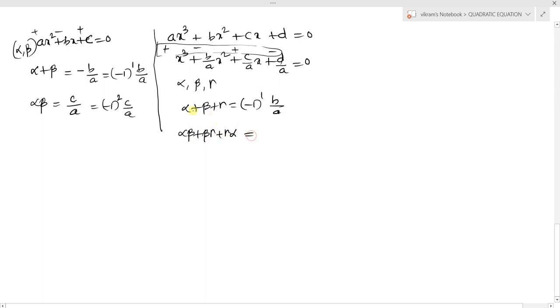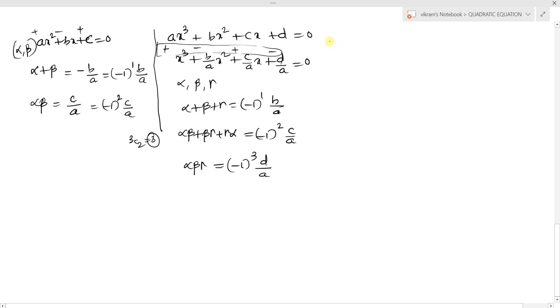Why? Because here from the 3 we are selecting 2. That means 3c2. 3c2 is nothing but 3. So that's why we are getting the 3 combinations. Minus 1 square into c by a. That means here we will get it as a plus, taking 3 roots at a time, alpha, beta, gamma. Then minus 1 power 3 into d by a.